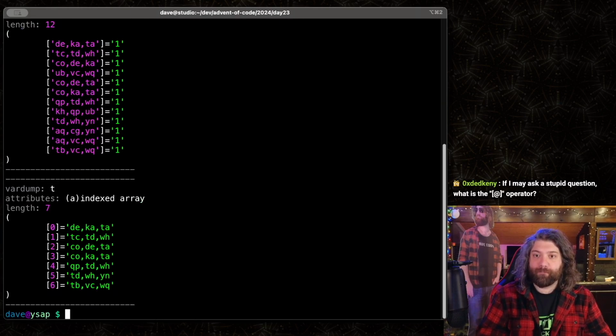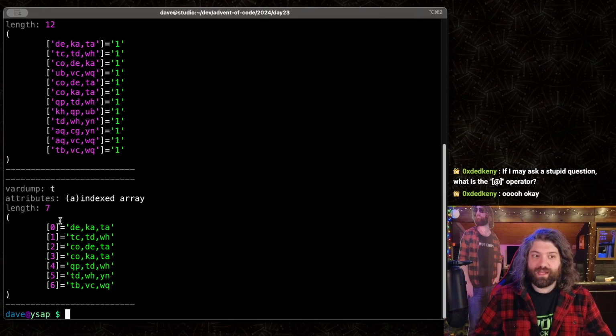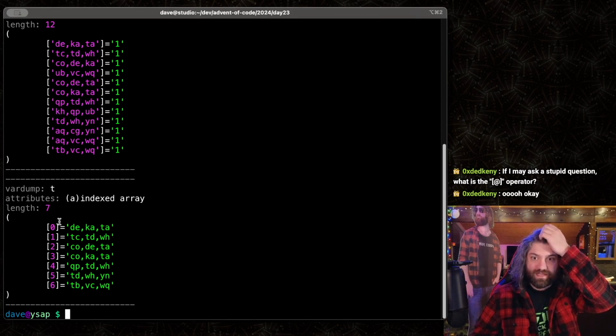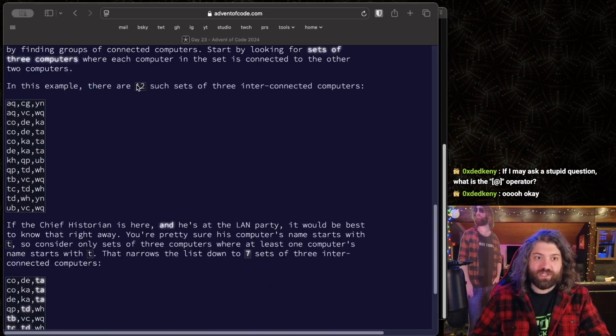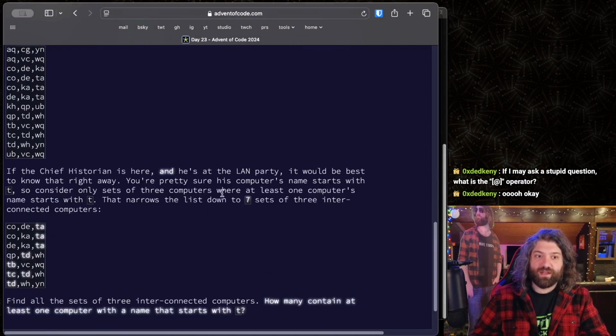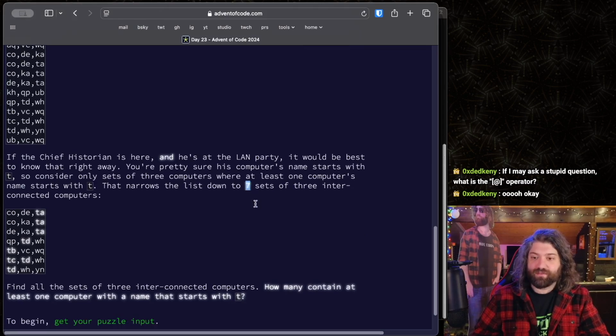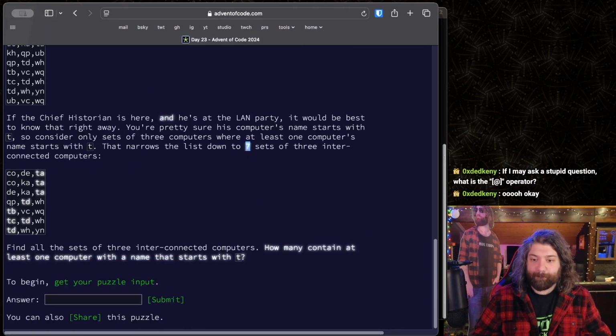Let's go ahead and run this now. Okay, cool. So now we end up with this array. Here's all the triples. And, okay, yeah. Here are all the triples that we found with a length of 7. And according to this, there are 12 interconnected computers of 3, and there are 7 that are there. So we're getting exactly what we should be getting.